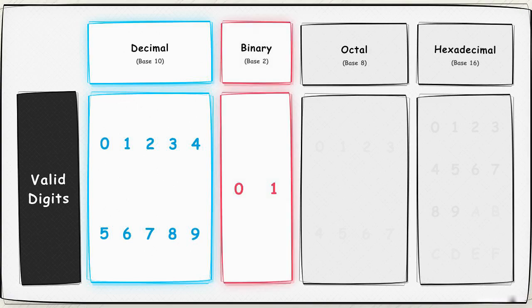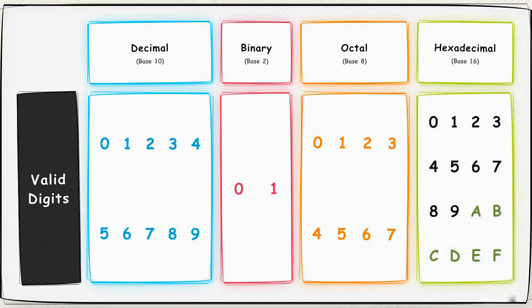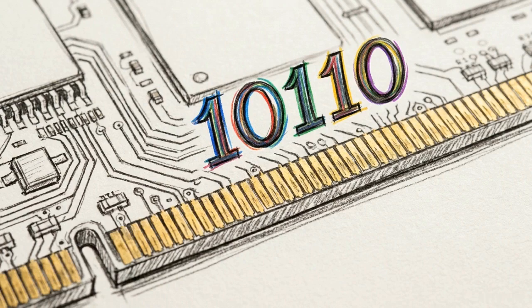While decimal gives 10 options per digit, binary gives only 0 and 1. Systems like octal and hexadecimal expand this, using 8 or 16 digits. Translating decimal data into binary logic is the first step in understanding how all computer memory actually stores information.